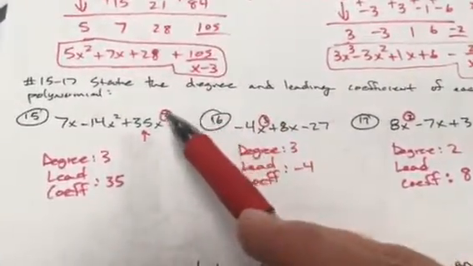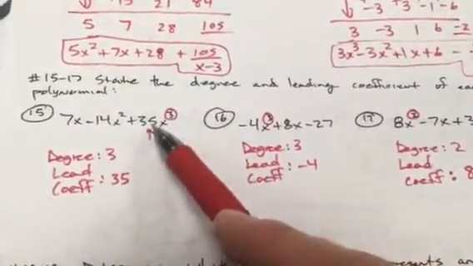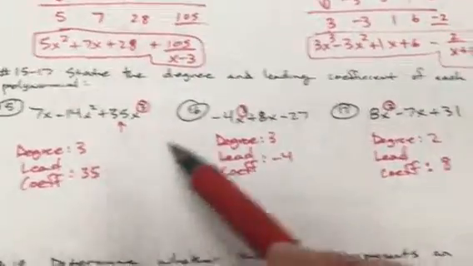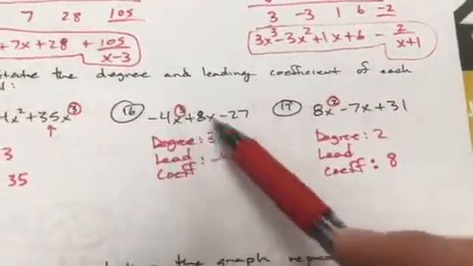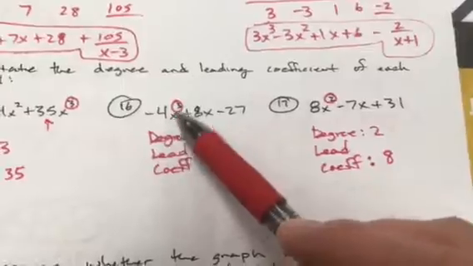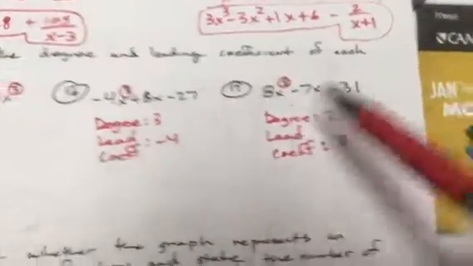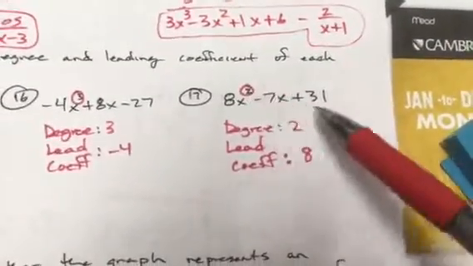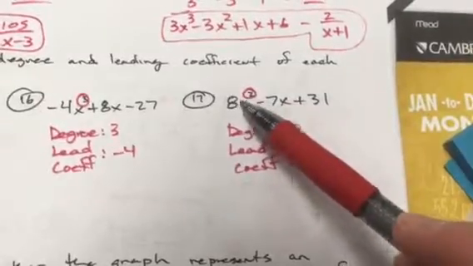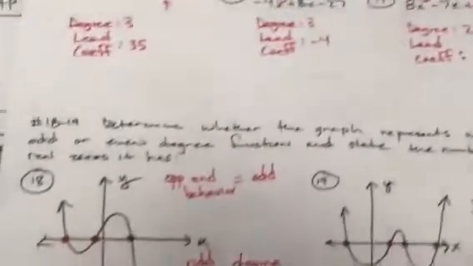The degree is the highest power. That's the highest power. What's attached to the highest power? 35. That's the leading coefficient. What's the highest power? 3. That's the degree. What's attached to x to the third? Negative 4. That's the leading coefficient. What's the highest power? 2. What's attached to that highest power? 8. That's the leading coefficient.